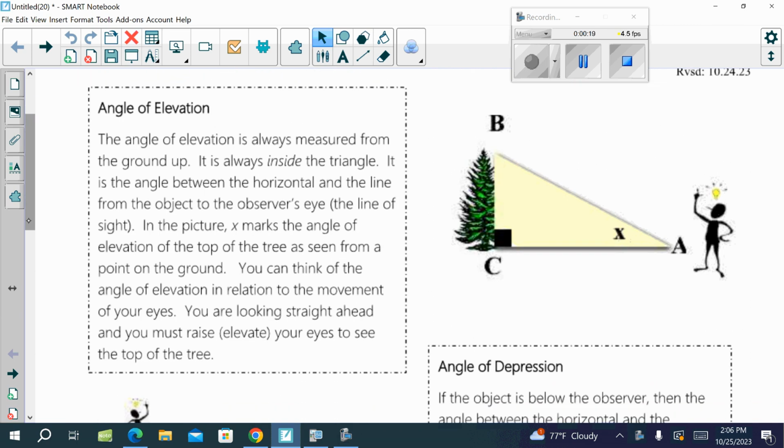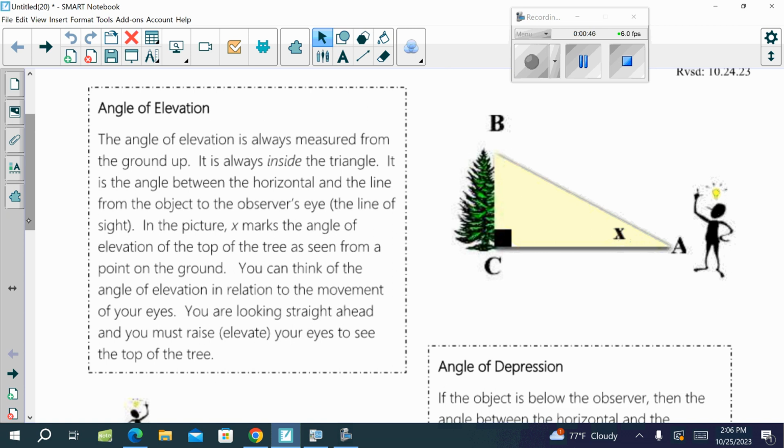So an angle of elevation is always measured from the ground up. It is always inside the triangle. So if you create a triangle with your horizontal and vertical lines, your angle of elevation is inside the triangle at the bottom. It is an angle between the horizontal line of the object or the observer's eye, the line of sight. In the picture, X marks the angle of elevation to the top of the tree.